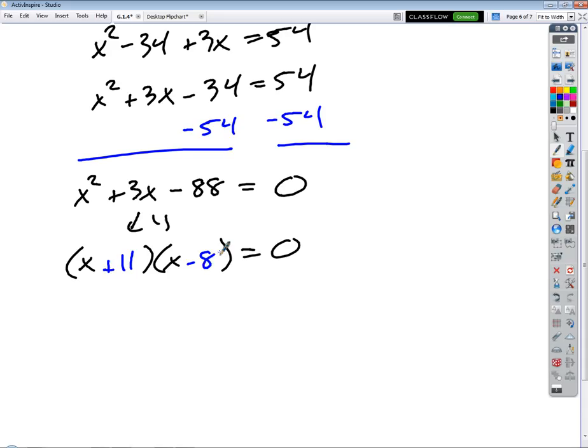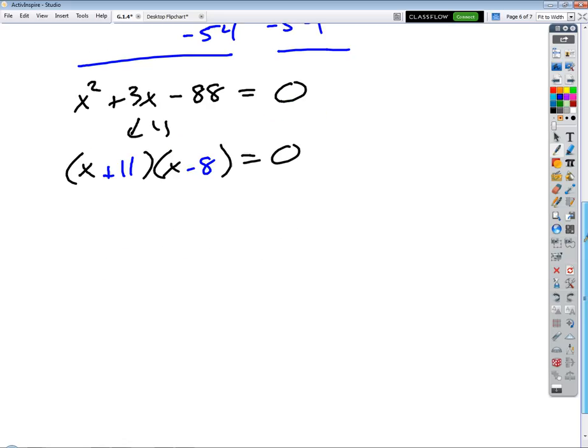That's huge that we're able to do that. Because now that we've got this broken into small pieces, when could the product of those two factors equal 0? What's one case where it could equal 0? It was multiplied by 0. So either one of two things has to happen for this product to equal 0. Either x plus 11, that factor, has to equal 0, or this factor, x minus 8, has to equal 0.